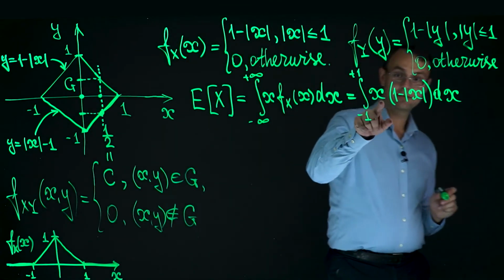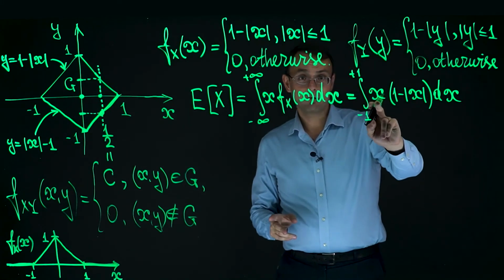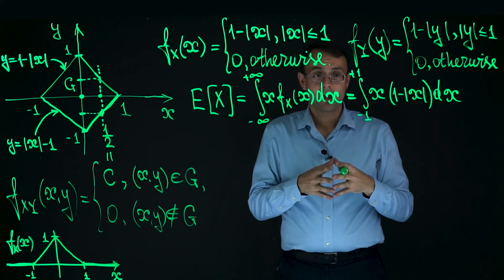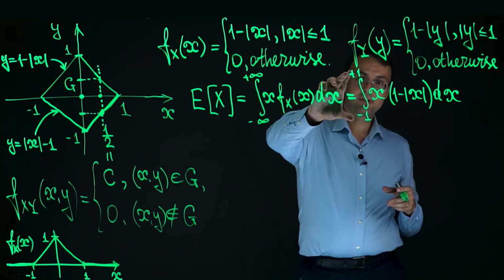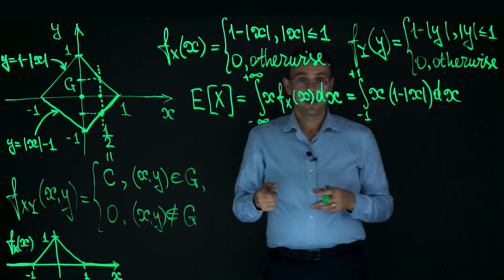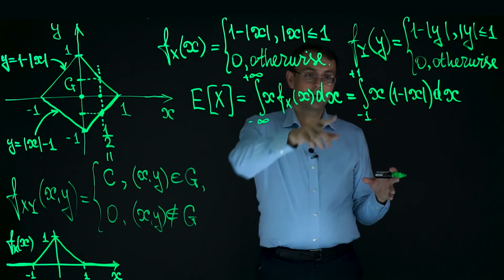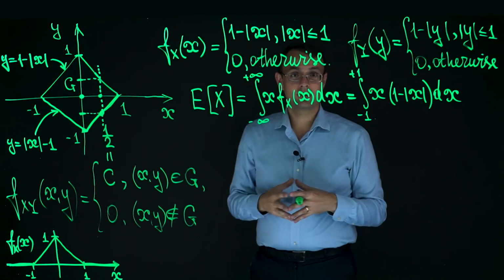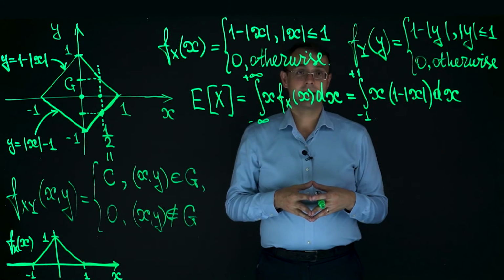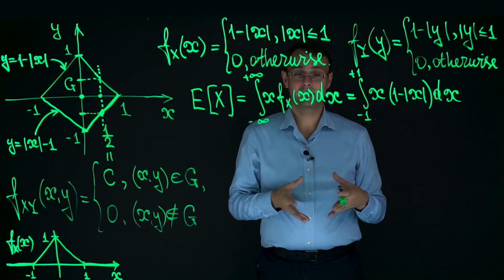And x is an odd function. So when we multiply an odd function and an even one, the result of this multiplication is an odd function. And the limits of integration here are symmetrical, so they are minus 1 and plus 1. Maybe you know that an integral of an odd function with symmetrical limits of integration is equal to 0. So that is why we can say that the expected value here is equal to 0.